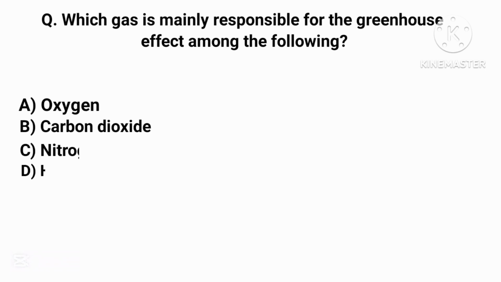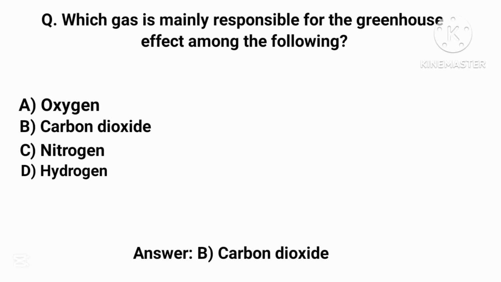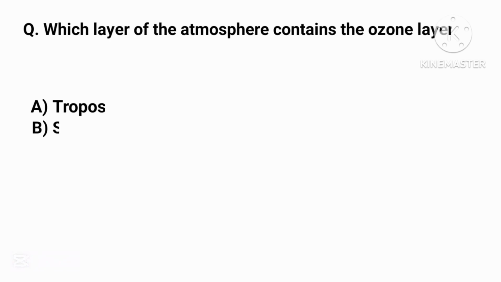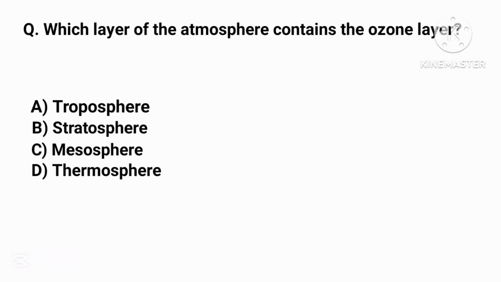Which gas is mainly responsible for the greenhouse effect among the following? Correct answer is option B, carbon dioxide. Which layer of the atmosphere contains the ozone layer? Correct answer is option B, stratosphere.